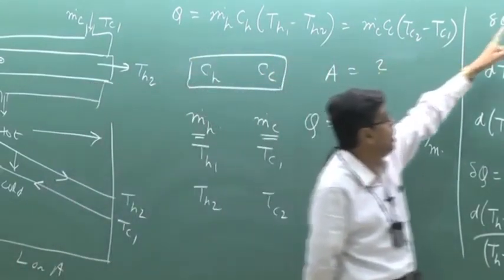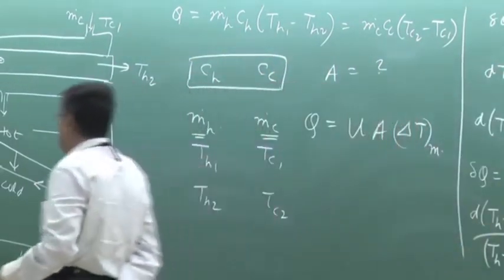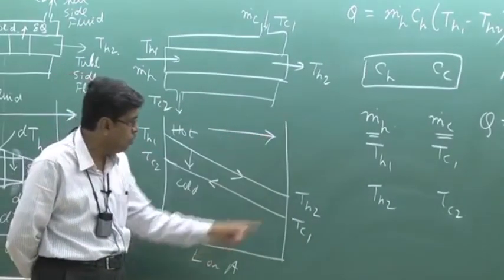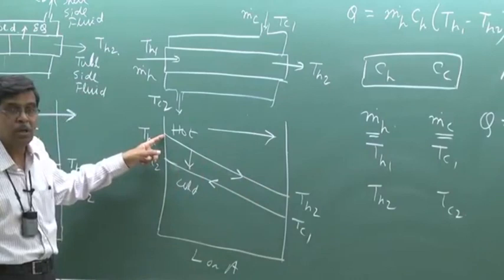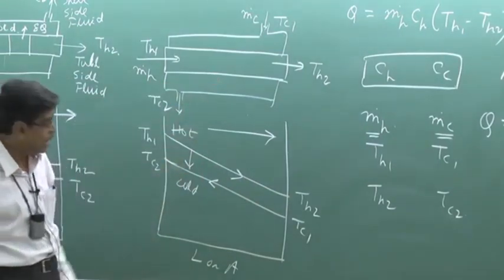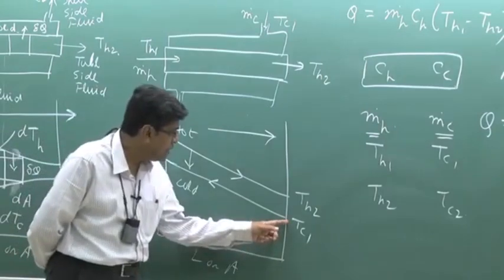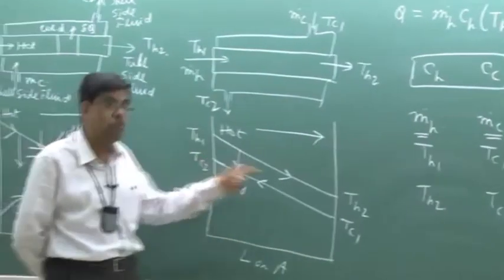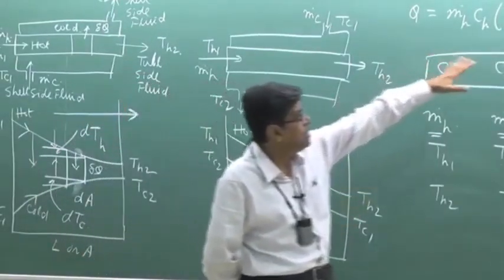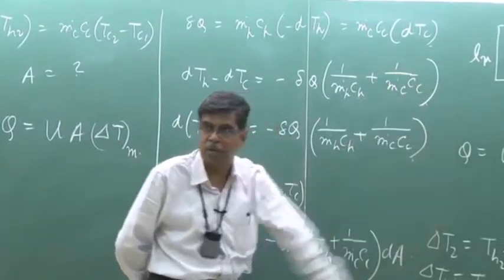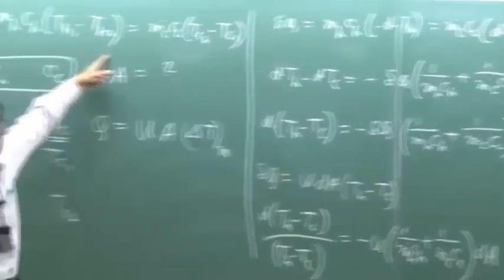Counter flow, if you integrate this minus dTH, dTH will be, this is the preferred, that is a positive direction. dTH will be TH2 minus TH1. So minus dTH is TH1 minus TH2. Similarly, dTc will be TC1 minus TC2. So minus dTc will be TC2 minus TC1. Therefore, integration of this with minus dTH and minus dTc for counter flow will give you the same result.